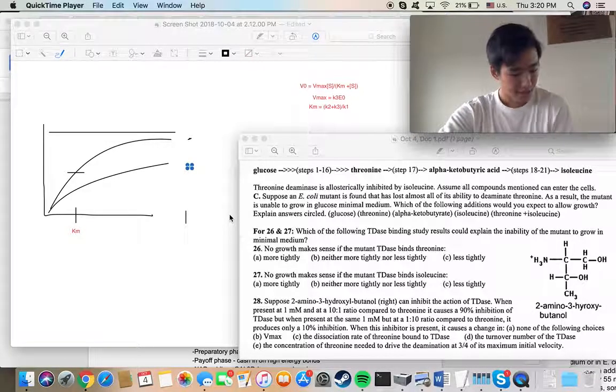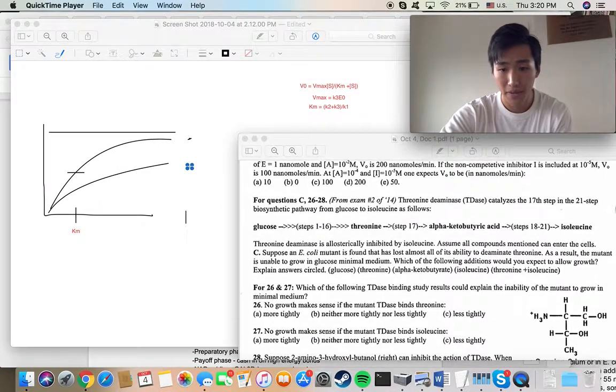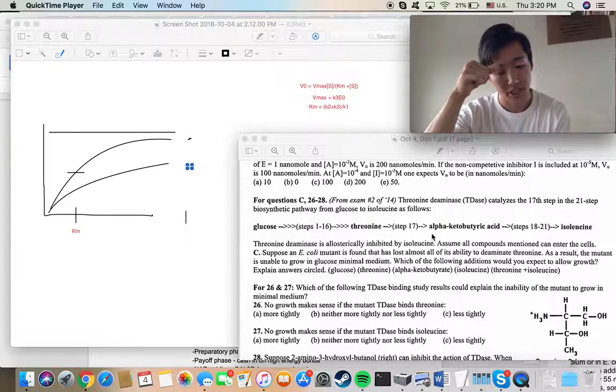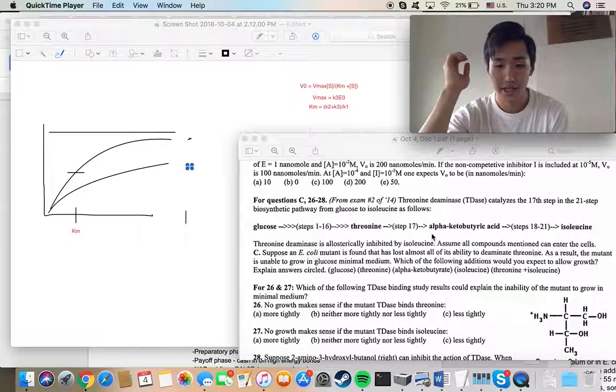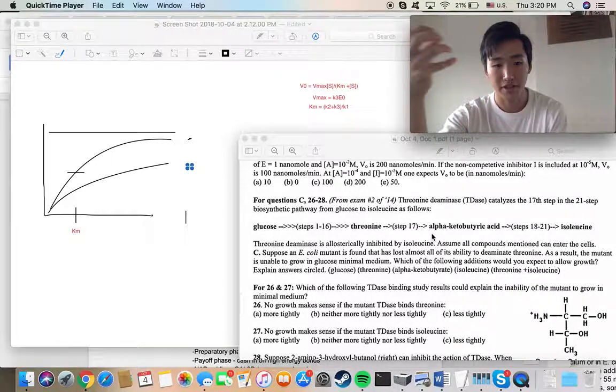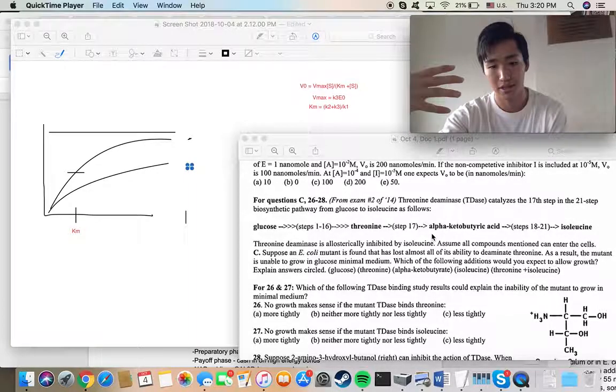All right, last set of questions. These questions deal with this pathway that it tells you. This enzyme catalyzes the 17th step in this biosynthetic pathway, which is allosterically inhibited by its end product. This is not relevant to this question, but it is relevant just because that's how most biosynthetic pathways work. And you know that allosteric inhibition is the inhibitor binding a separate site on the enzyme, causing a conformational change that makes it more difficult to bind the substrate, or impossible.